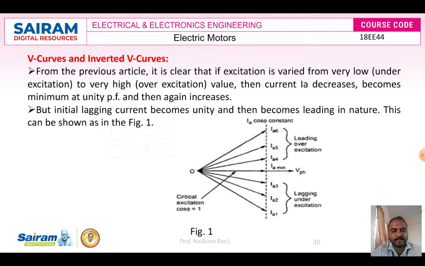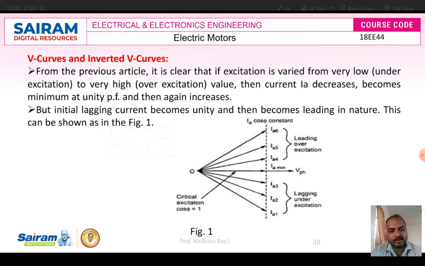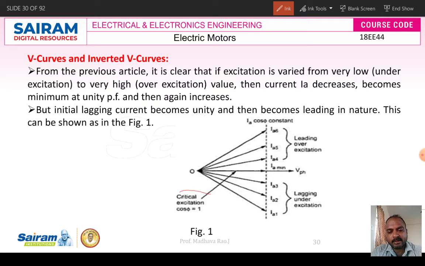In this figure you can see how the excitation varies. In the critical condition cos phi is equal to 1, and the current and VPH will be in phase. When over excitation comes, the current will be in leading position, where IA into cos phi is constant. When under excitation, the power factor will be in lagging position, so we can see the lagging currents.